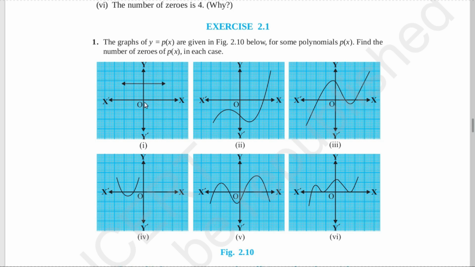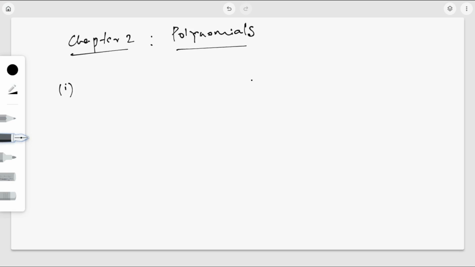The straight line which is parallel to the x axis is the given polynomial. Here this curve represents the polynomial p of x, right? So here we need to find the number of zeros in each of the questions. So how to find the number of zeros from a graph? Okay, so see, this is the Cartesian coordinate, x axis and then y axis.